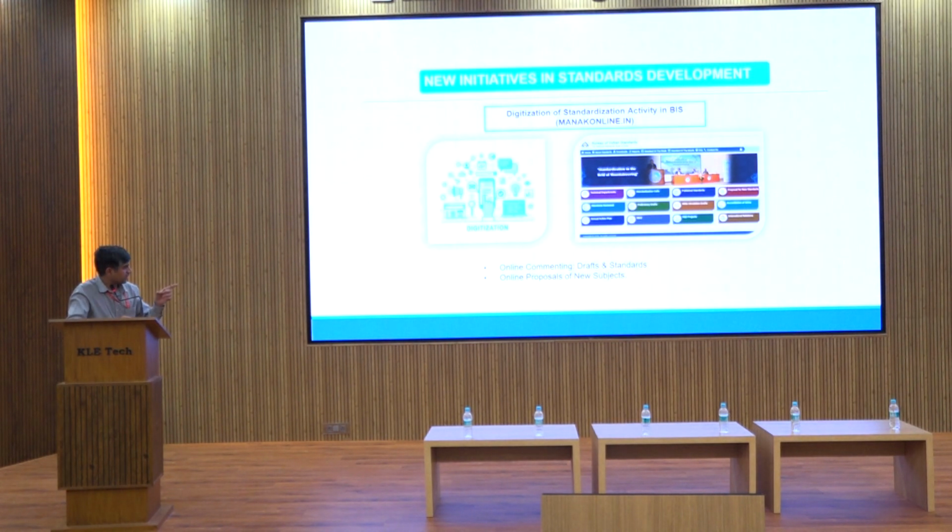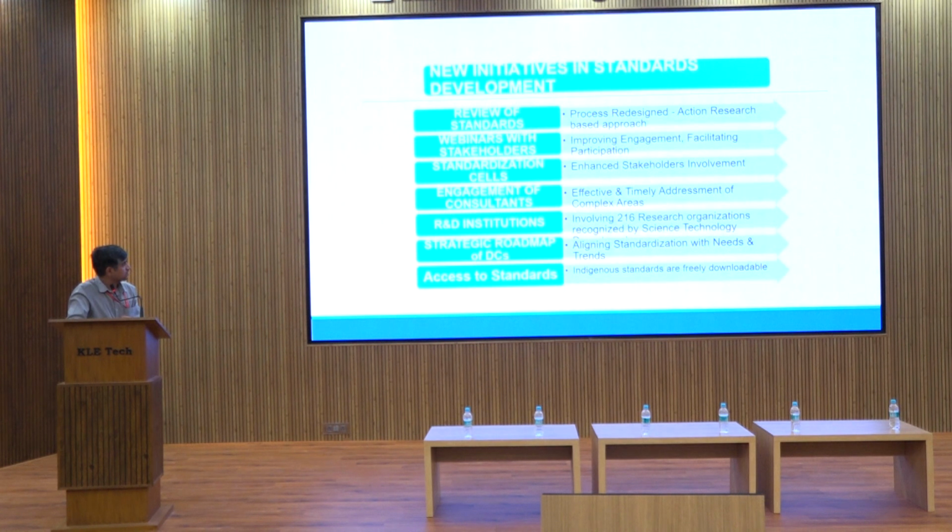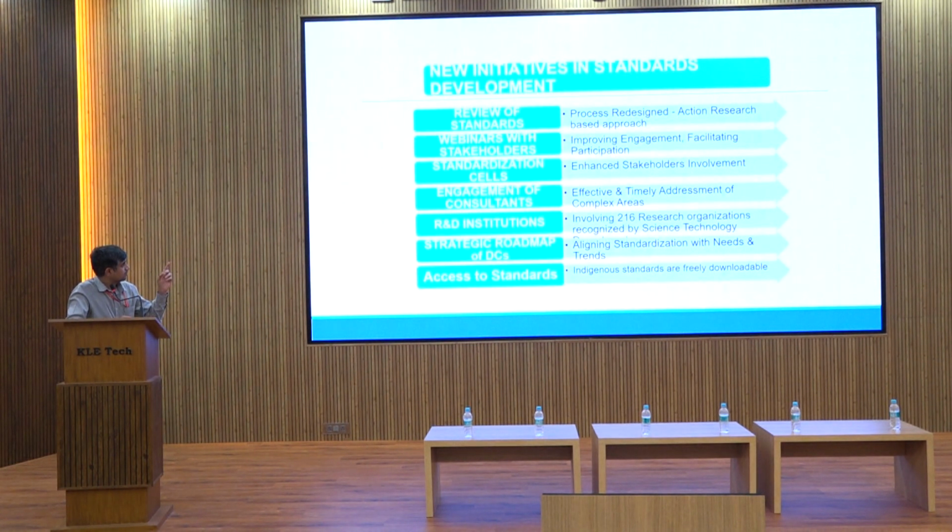Most of the things are online commenting, draft standard proposals, review of standards, and the engagement of consultants and R&D. These most of the things we have informed. The strategic roadmap is one thing which I have not mentioned. Just like we have the SNAP, in the same line all the division councils have also developed their strategic roadmap for the 5 years, based on the SNAP and their consideration, of what exactly they would be developing in those areas. So it is more drilling down based on the high level areas defined in the SNAP.